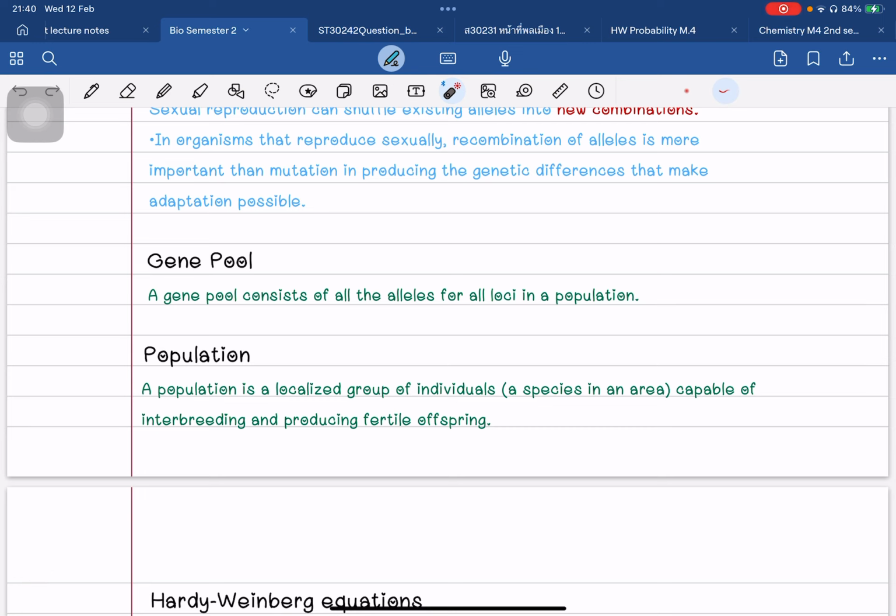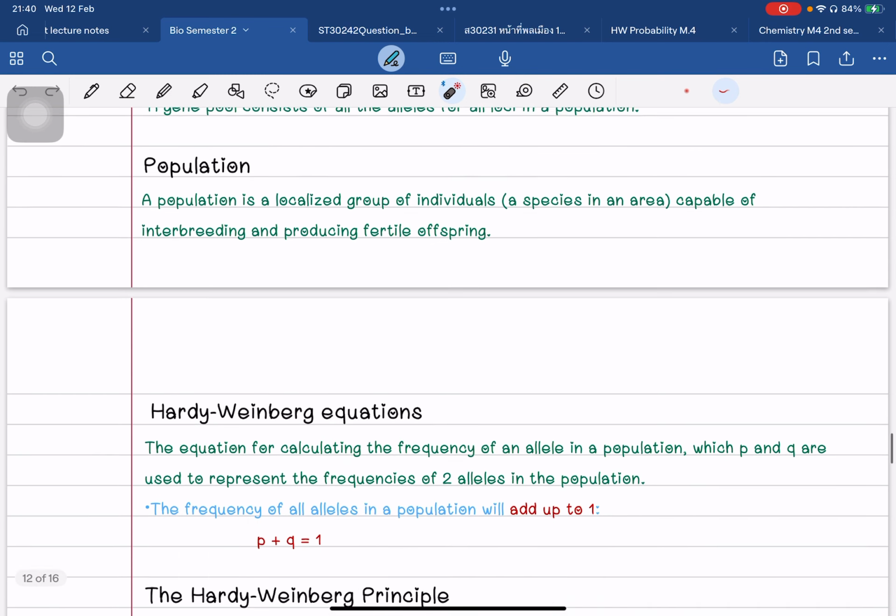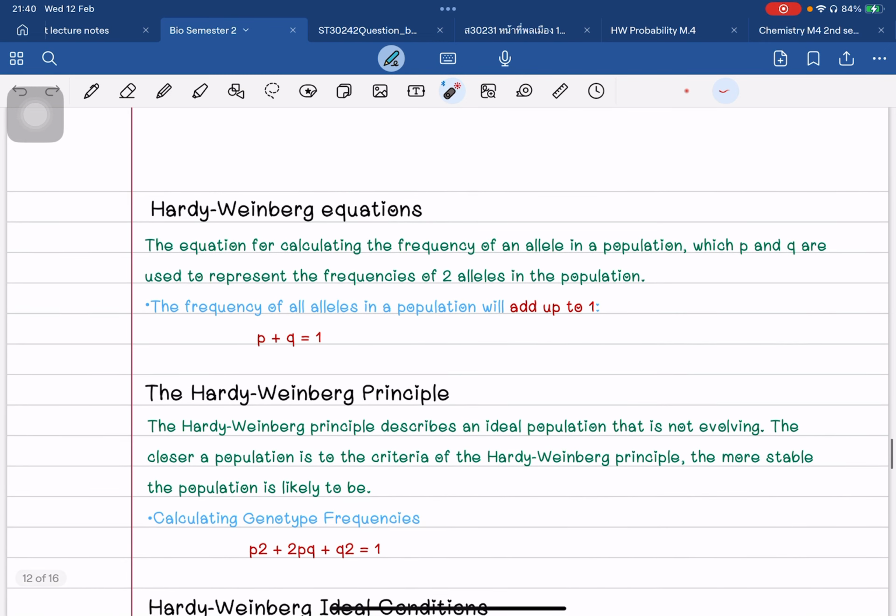And gene pools. A gene pool consists of all the alleles for the loci in a population. A population is a localized group of individuals, or you can call it a species in an area, that is capable of interbreeding and producing fertile offspring.